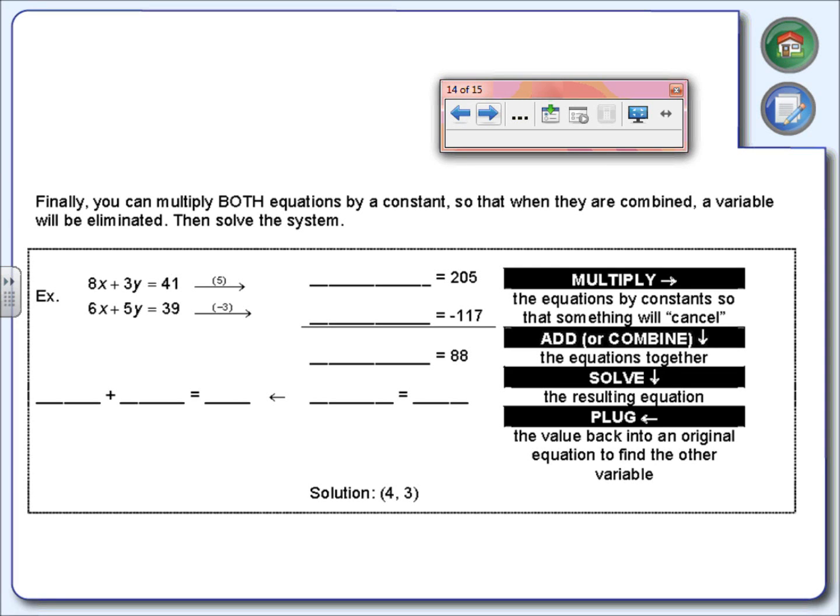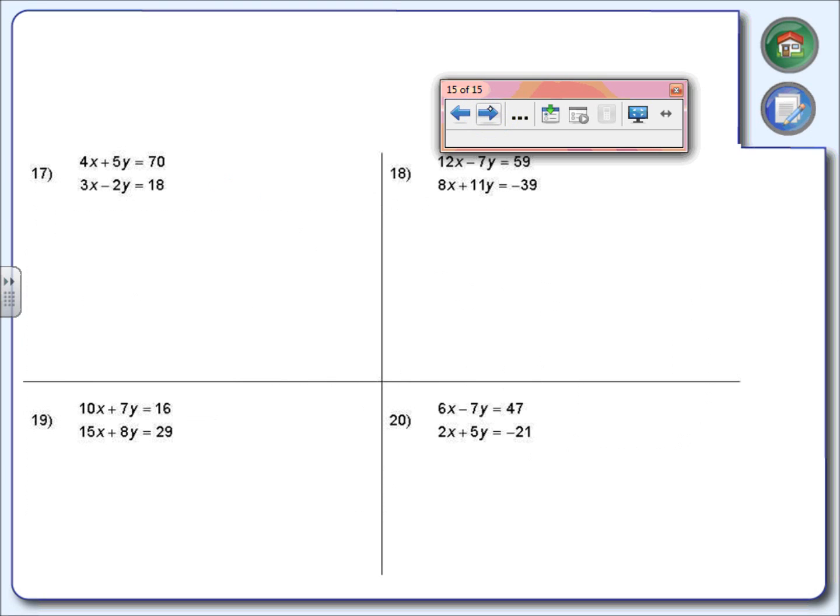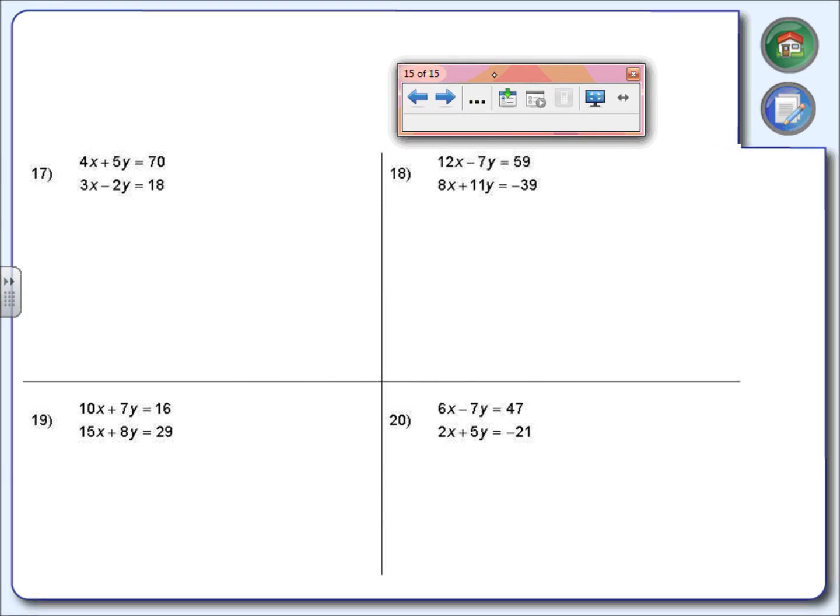Now, those last three examples we just looked at required us to multiply one of the equations by some number. In some cases, you may need to multiply both equations by some number in order for something to eliminate. So that's what we're going to look at next. I'm going to skip this example and look at number 17.